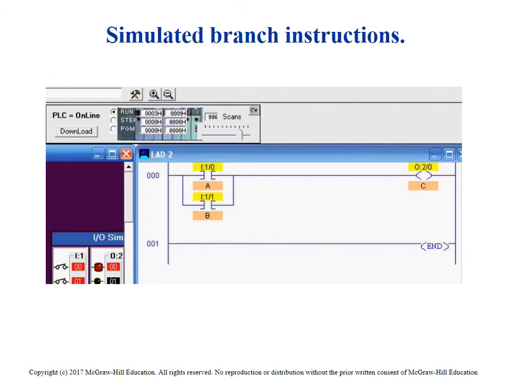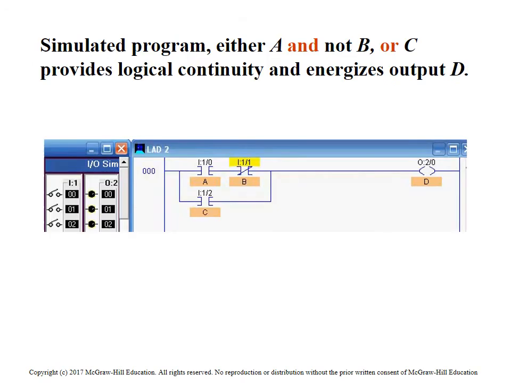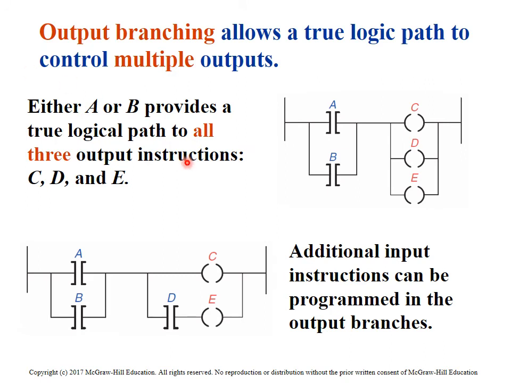And that's how that works. Parallel branches, again, can be used a lot more in combinations. So you got A and not B, or C to turn on D. So here's it rolling around it. And here's some different applications again.